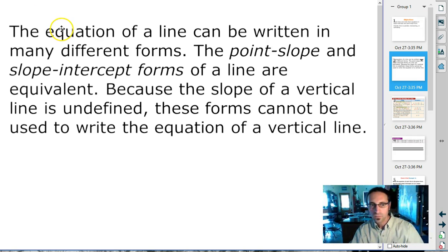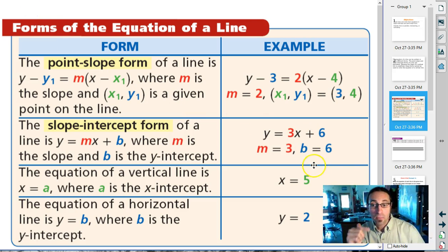Good. So you will recall that there's actually three forms an equation of a line can take. There's standard, which is ax plus by plus c. There's point slope, and there's slope intercept. I'm going to start at the bottom here because it's just easier this way.